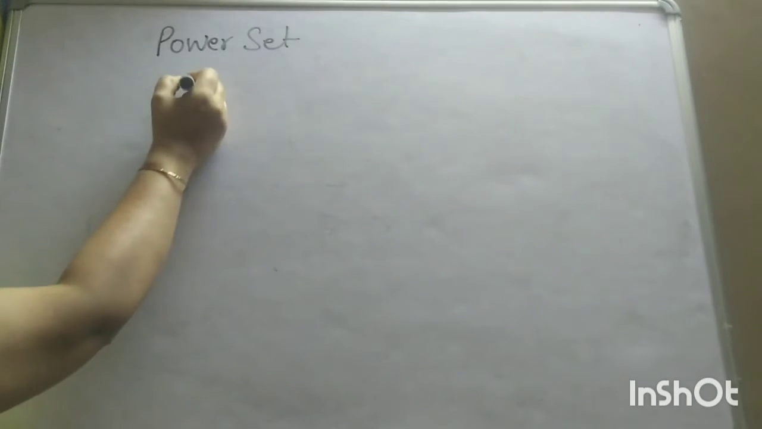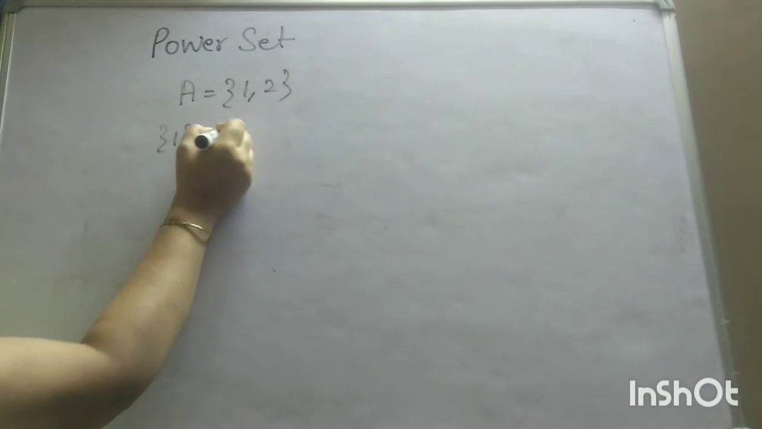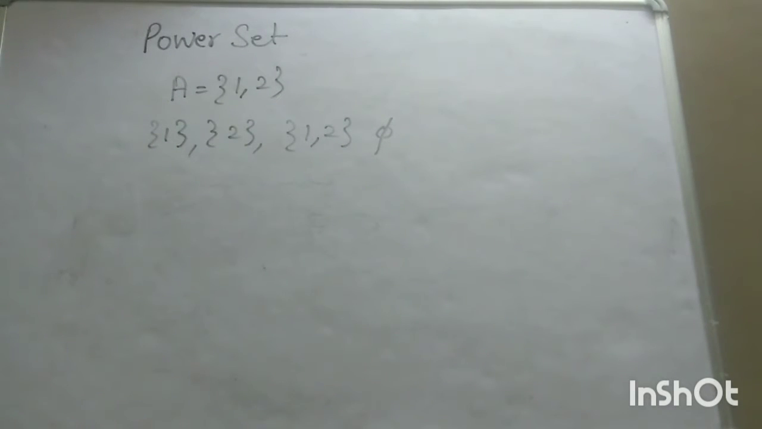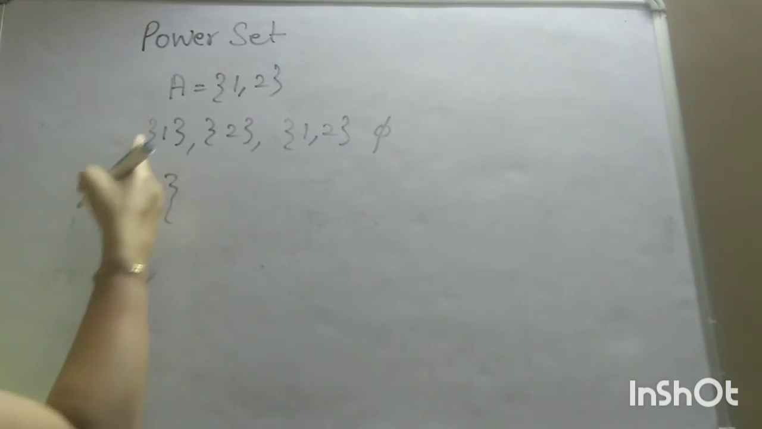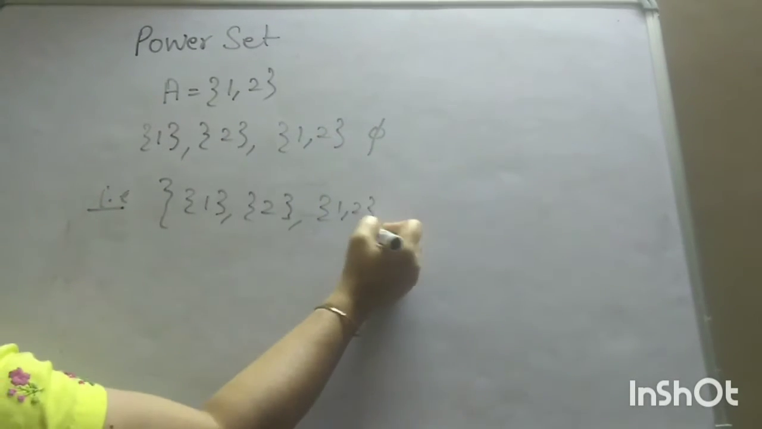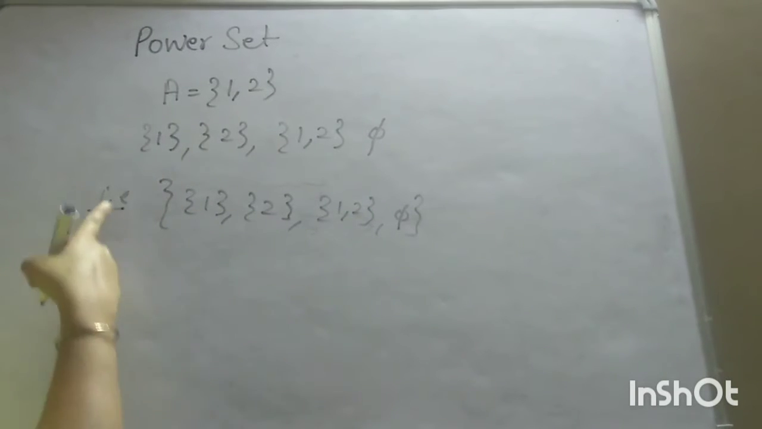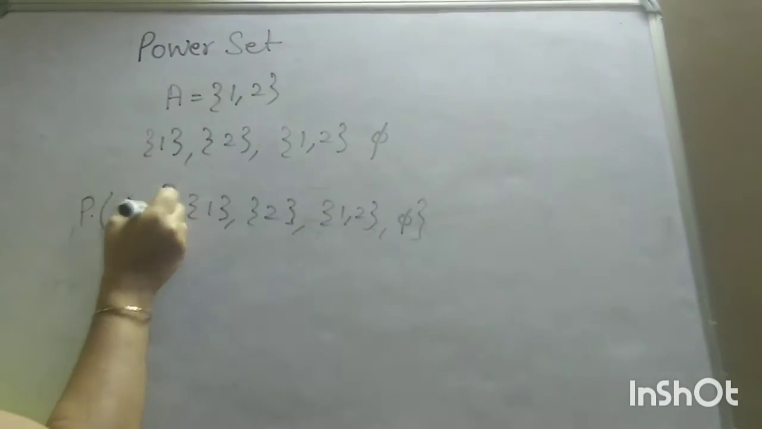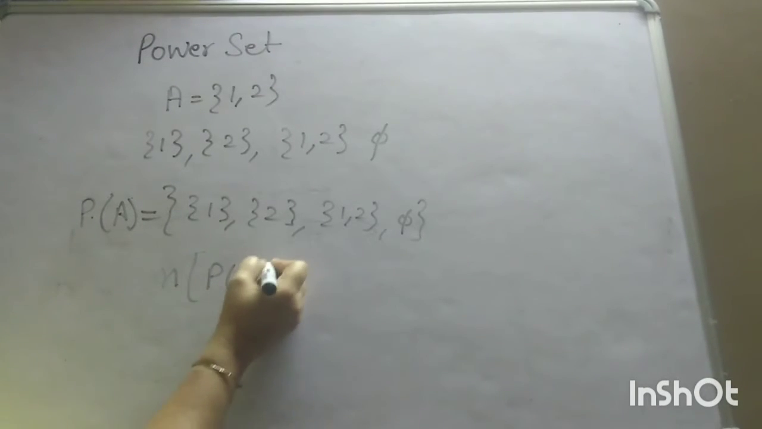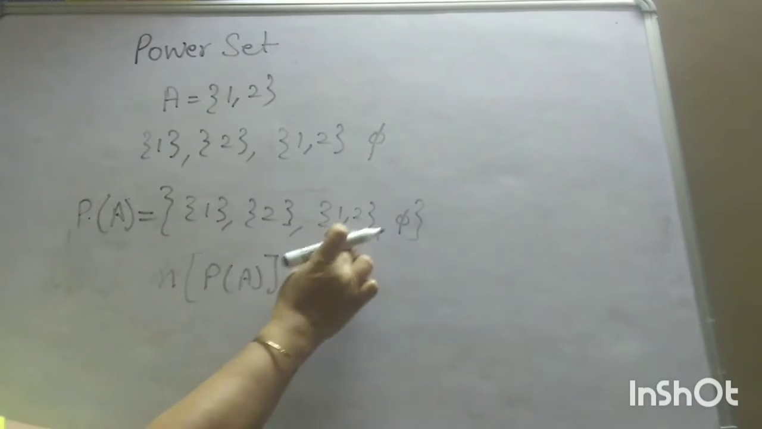Now, set A is {1, 2}. Subsets of set A are {1}, {2}, {1, 2}, and ∅. Now, the collection of all subsets of set A is called the power set of A. It means if we make a single set of all subsets of set A, then this set is called power set of A. And number of elements in power set of A is equal to 4.